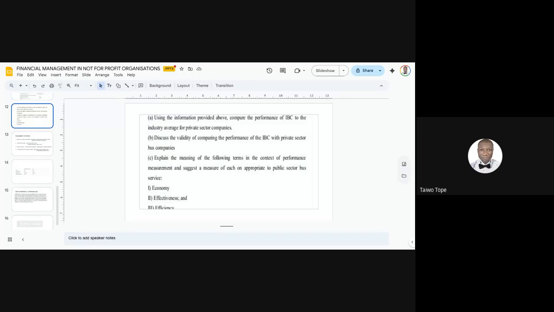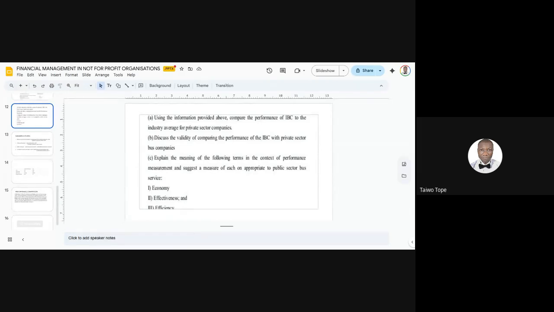So there are several reasons why comparing the performance of IBC with the average ratios of the private sector is not a valid exercise. Now, first, the objectives of IBC, as stated in its mission, are to provide efficient, reliable, and affordable public transport to the citizens of Isonlu. The private sector companies are more likely to wish to maximize shareholders' wealth. That is what they are out for. So this means that direct comparisons become less meaningful. Yes, because the calculation of return on capital and profit margin are not relevant for IBC. Since you are not out to make profits, computing profit margin and return on capital employed is not relevant. That is, profitability ratios are not relevant to them.